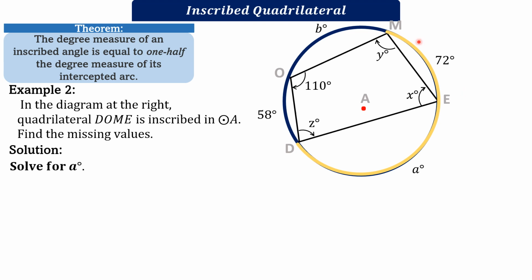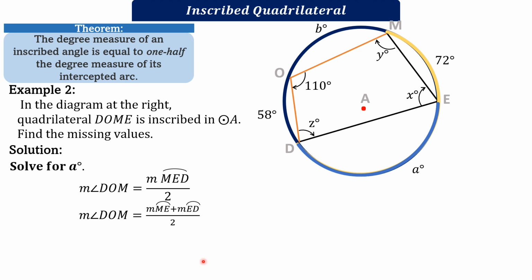Arc MED is the intercepted arc of inscribed angle MOD or DOM. By applying the theorem, the degree measure of an inscribed angle is equal to 1/2 the degree measure of its intercepted arc. Manipulating the formula by applying the multiplication property, we have 2 times the measure of angle DOM equals the measure of arc ME plus the measure of arc ED.